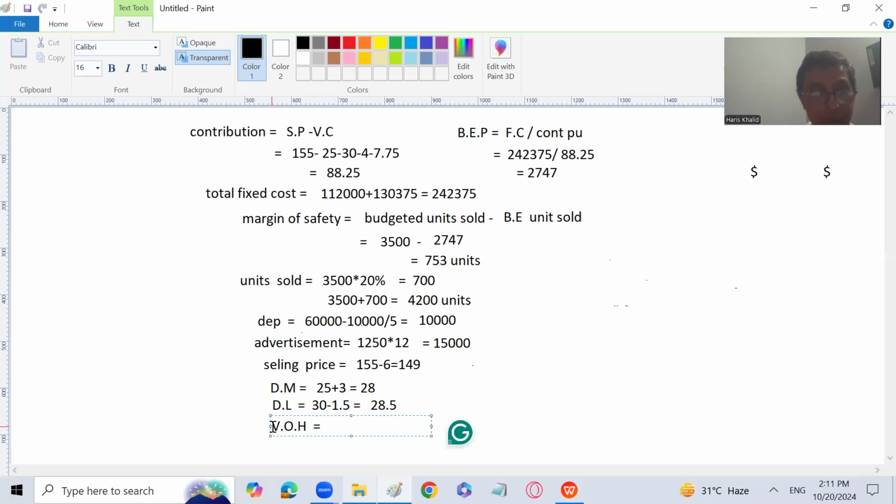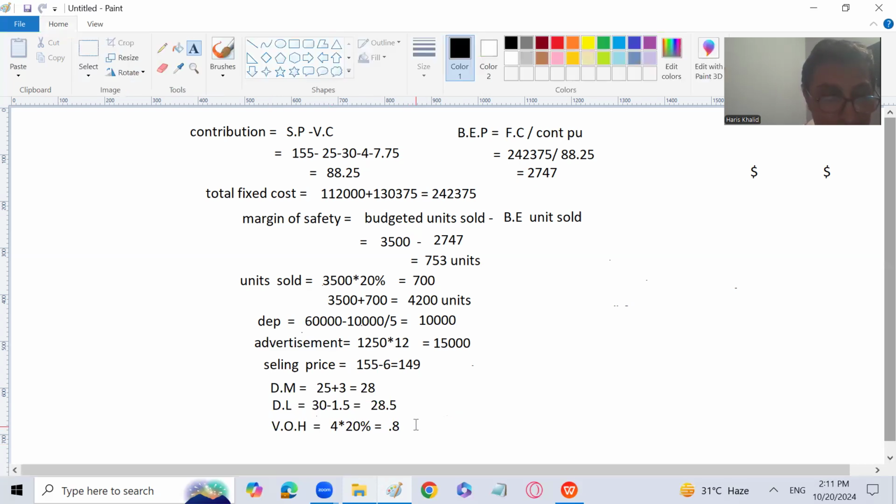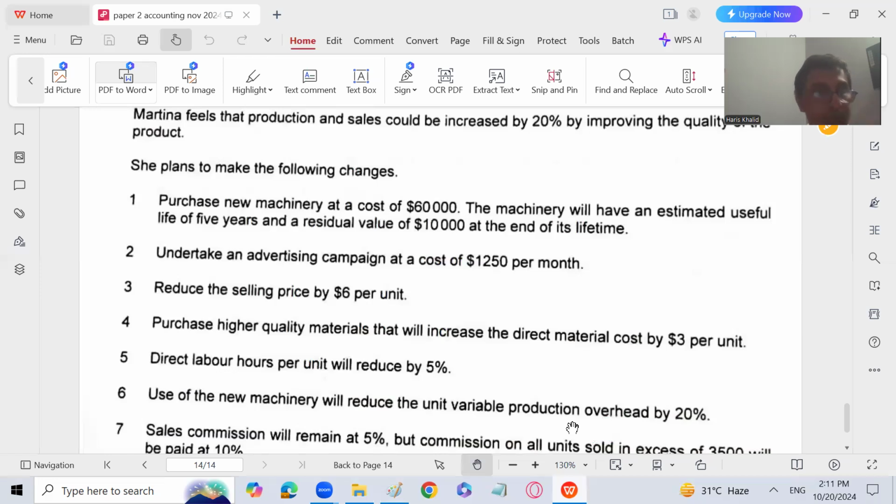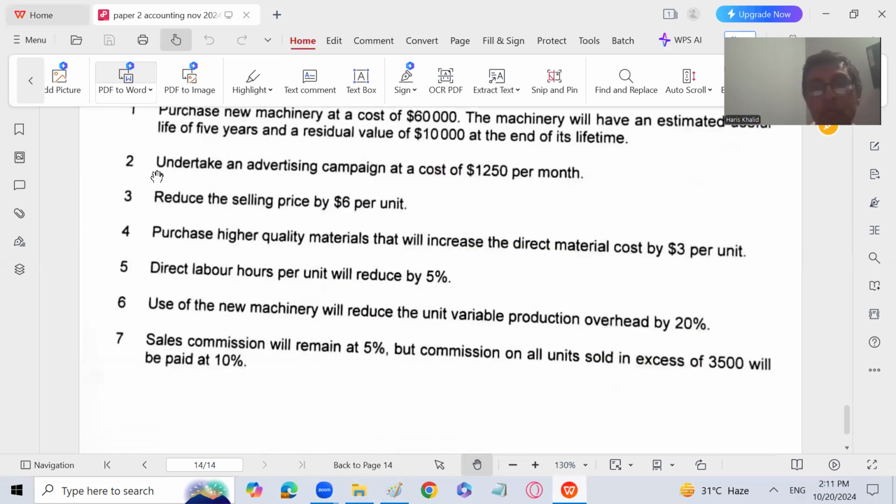So what is the price of variable production overhead? That is 4. It is given in the question. So that will decrease by 20%. The 20% of 4 is basically, let me calculate it, 4 into 0.2, that is 0.8, right? So 4 minus 0.8. So now the variable production overhead is going to be 3.2, right? So variable production overhead will decrease by 20%. Now it is going to be 3.2.